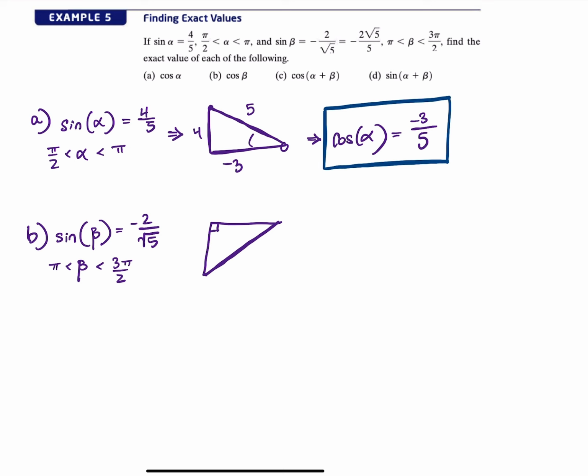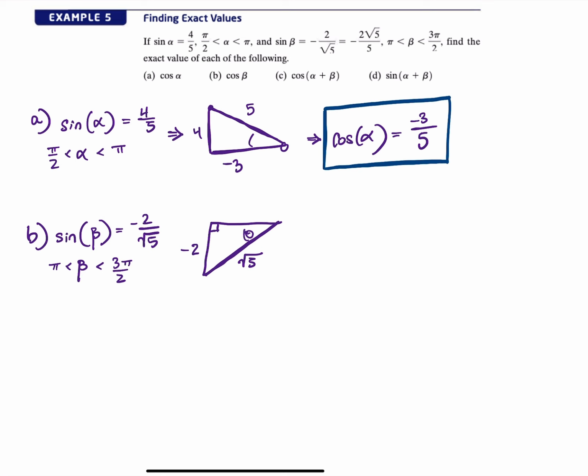Let's call this our angle. So the sine of beta is negative 2 over root 5, and the sine is opposite over hypotenuse. So negative 2 here, and then we'll put the square root of 5 on the hypotenuse. And it makes sense that the 2 is negative because this will be below the x-axis over in quadrant 3. And we should have a negative direction here as well.